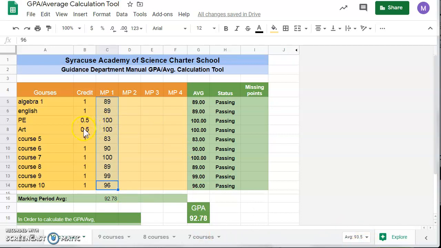Because PE and art, even though you have higher grades, are just half credit. So how does the system make the calculations? The system takes full credit classes as 1 credit, and takes the PE and art type of half credit classes as weighted half credit, and makes all the calculations. You could do it; it's not so hard. 1 times 89 plus 1 times 89 plus 0.5 times 100, and so on and so forth, divided by the total number of credits. It's going to make this calculation.